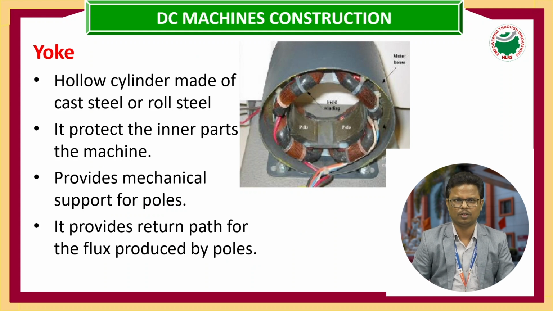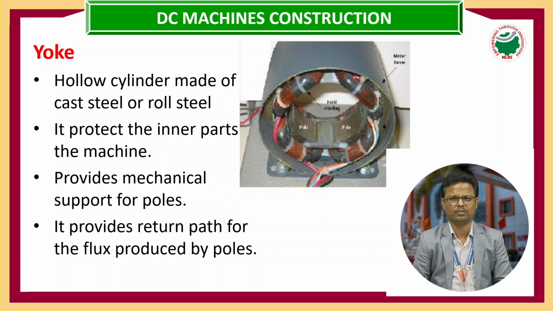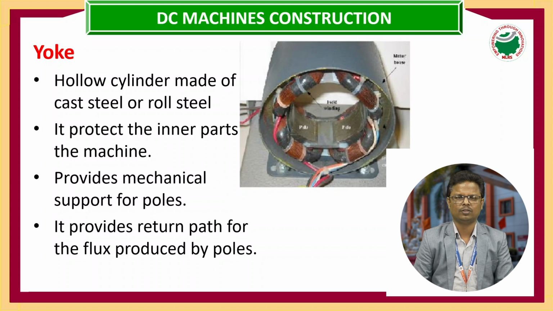The first part is the yoke. The yoke is the outer periphery of the device, and it is made up of cast iron or cast steel. Cast iron is used for small and medium machines, and cast steel for large machines. The function of the yoke is to protect the inner devices and to provide the return path for the flux. When the flux travels from north to south, that flux line requires a closed path. That closed path is provided by the yoke. The yoke also avoids shock to humans or living organisms.